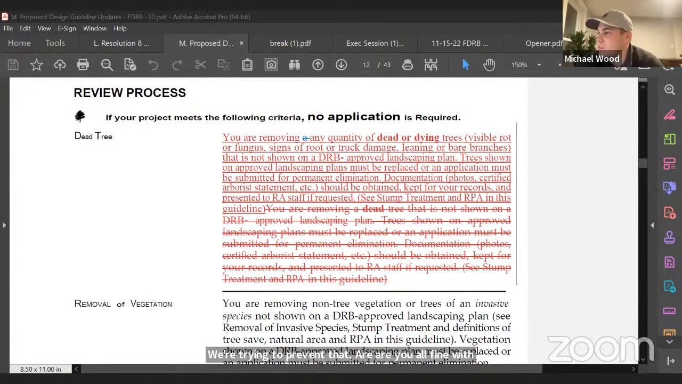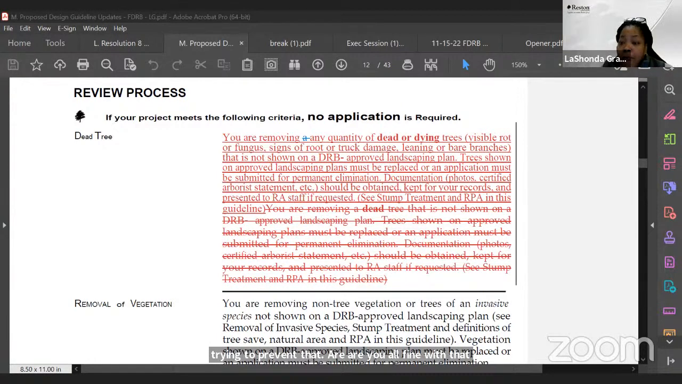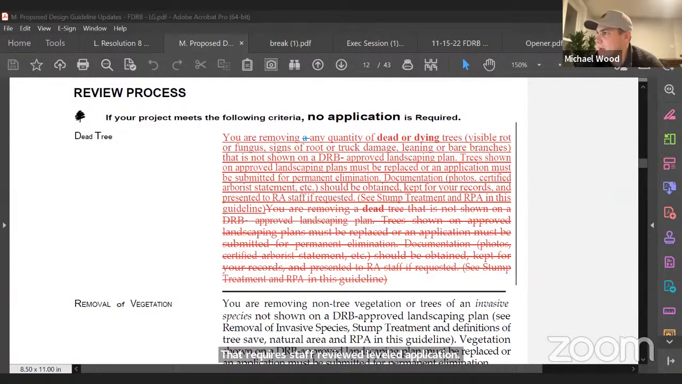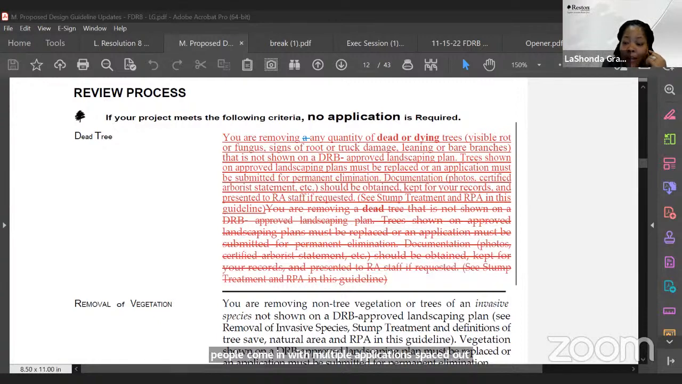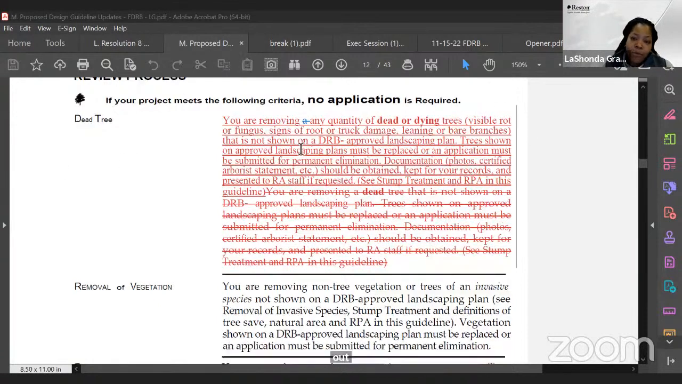But I thought if you're doing 3 trees or less, you don't have to do an application. So it's staff reviewable. If you're removing a maximum of 3 live trees within 12 months, the addition there was the 12-month period, that requires a staff-level application. Gotcha. Are you guys seeing multiple people come in with multiple applications spaced out? We're just trying to prohibit that. It's happened. We don't want that to become a thing.